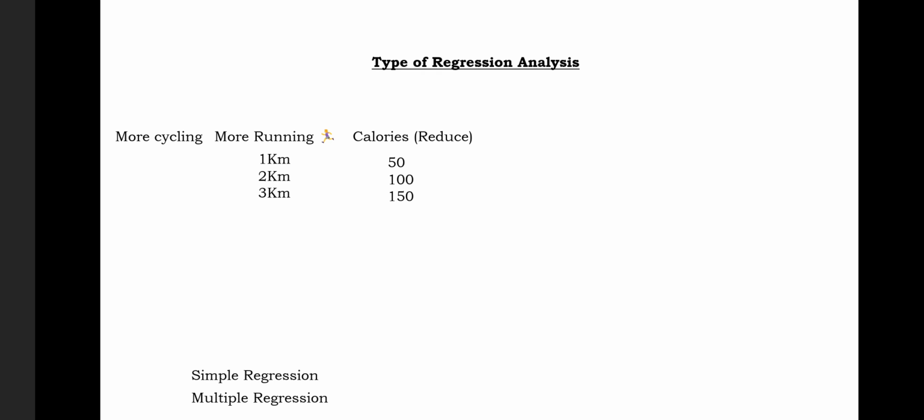Running and reduction in calories should always be proportional. Otherwise, doing simple regression and multiple regression can give you wrong results. So keep in mind, if you put this relationship on a graph, you will see this kind of relationship. This relationship is called linear relationship, and such kind of study in statistics in regression is called linear regression.